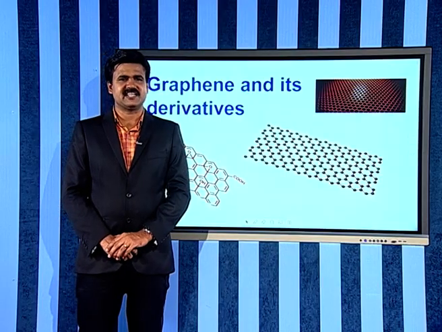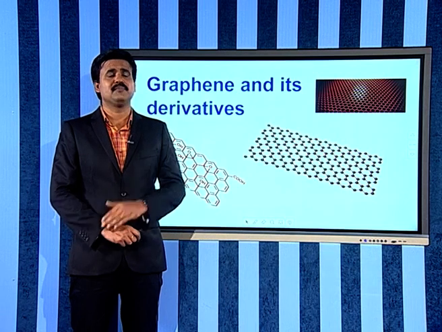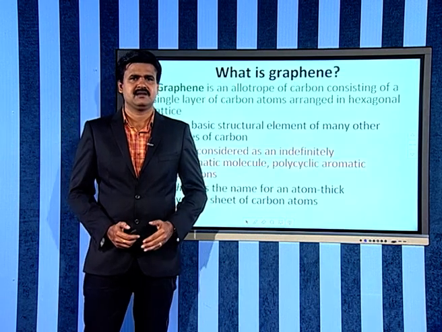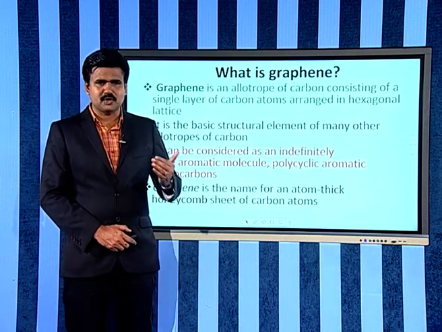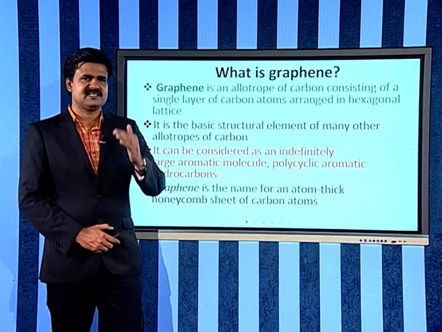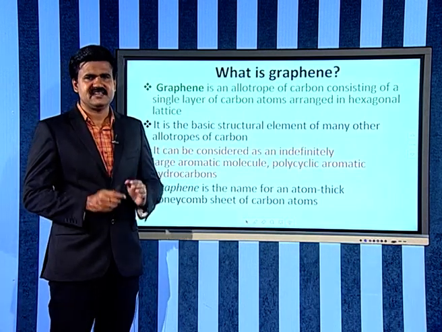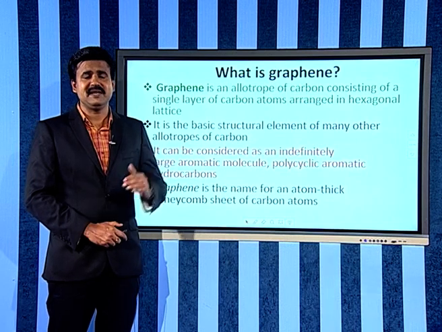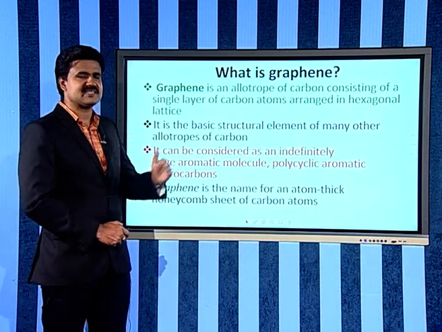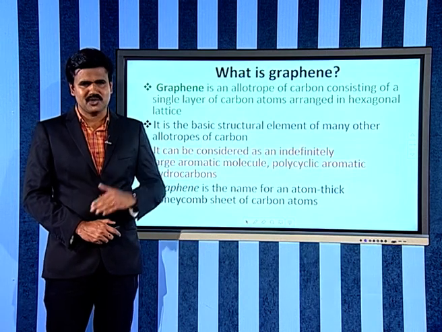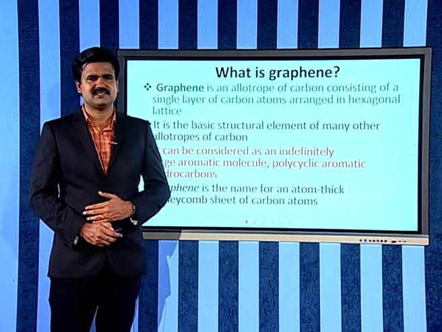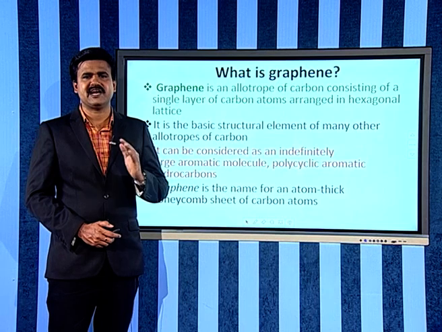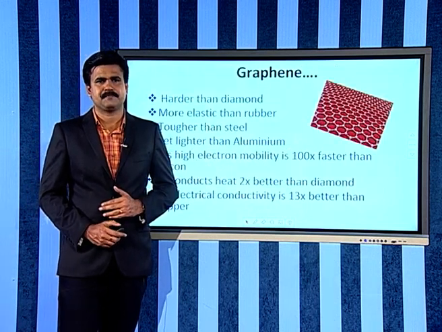Graphene and its derivatives are another important type of carbon-based nanomaterial that we considered in this discussion. What is graphene? It is an allotrope of carbon consisting of a single layer of carbon atoms arranged in a hexagonal lattice. It is a basic structural element of many other allotropes of carbon. It can be considered as an indefinitely large aromatic molecule, polycyclic aromatic hydrocarbons. Graphene is the name for an atom-thick honeycomb sheet of carbon atoms.